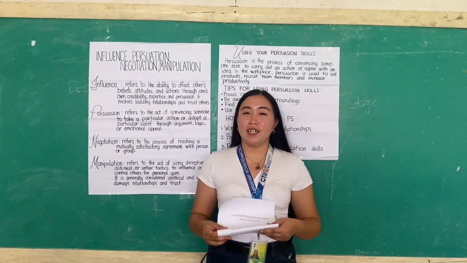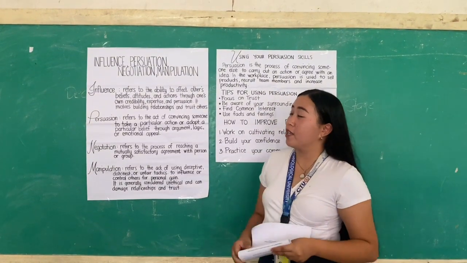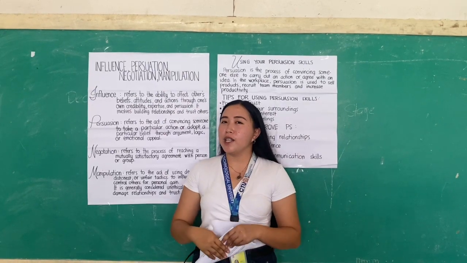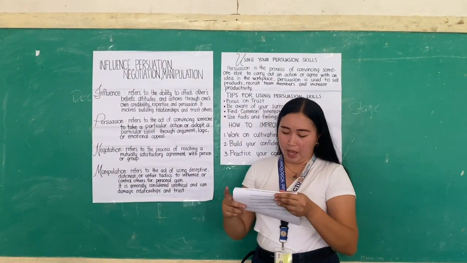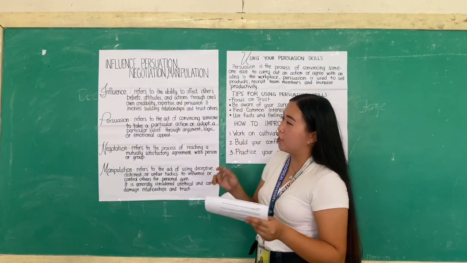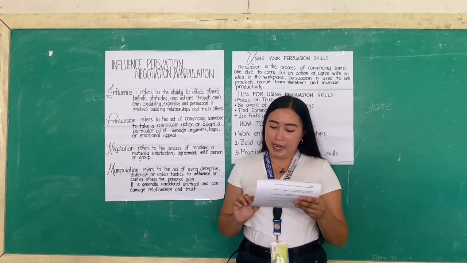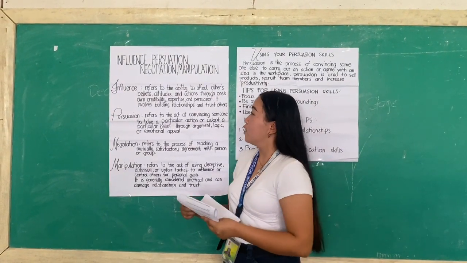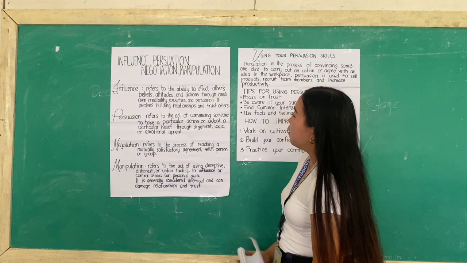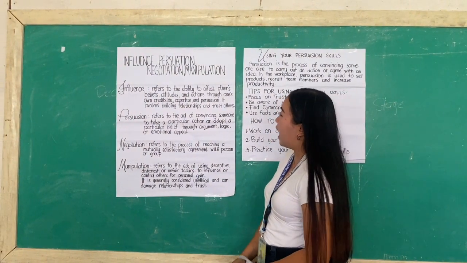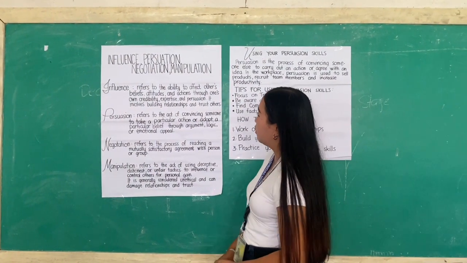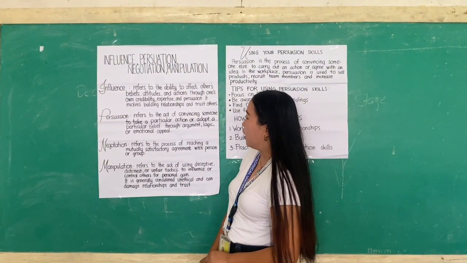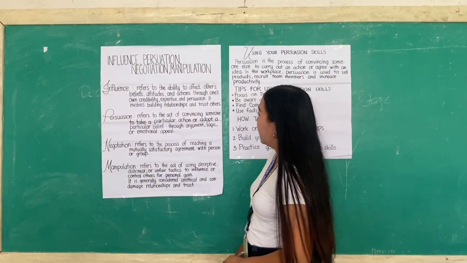Good day, everyone. So my topic is all about influence, persuasion, negotiation, and manipulation. So what are the differences between them? Influence, persuasion, negotiation, and manipulation are related skills. They have different implications and should be understood distinctly. So, influence. Influence refers to the ability to affect others' beliefs, attitudes, and actions through one's own credibility, expertise, and persuasion. It involves building relationships and trust with others.